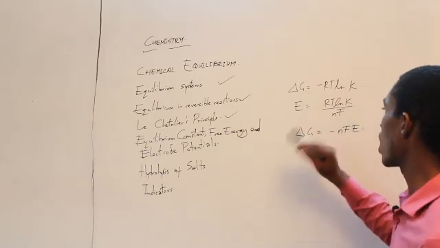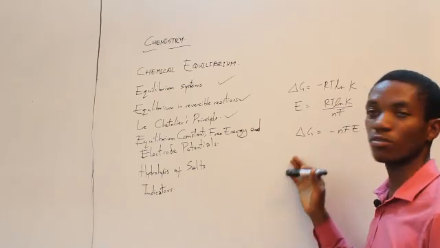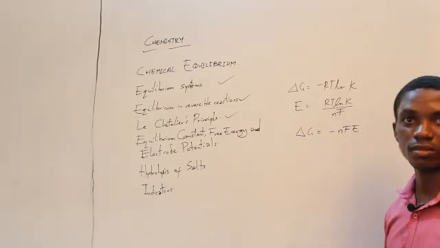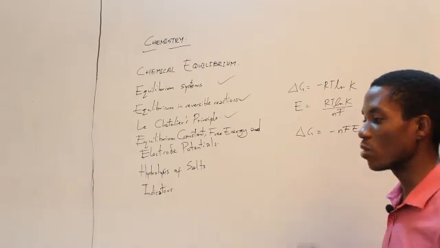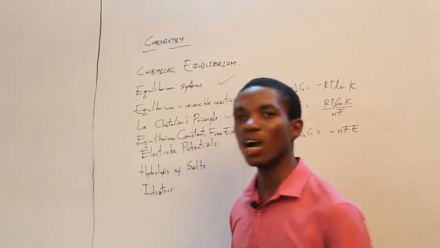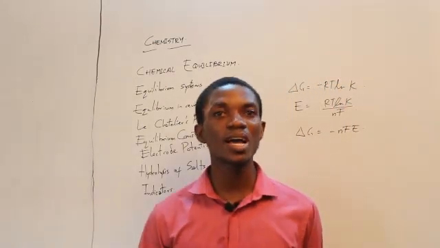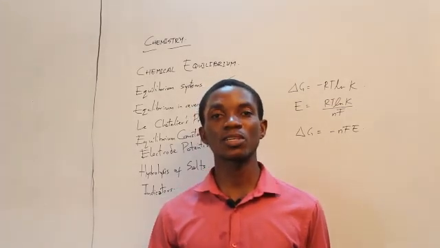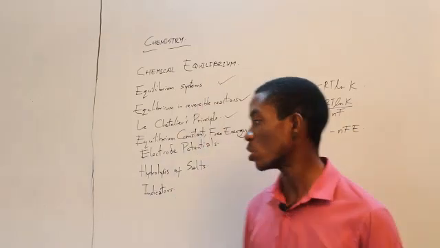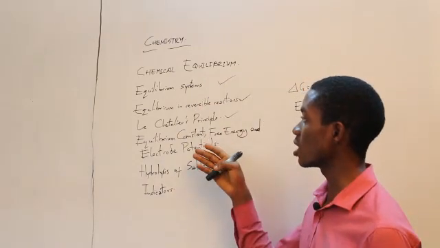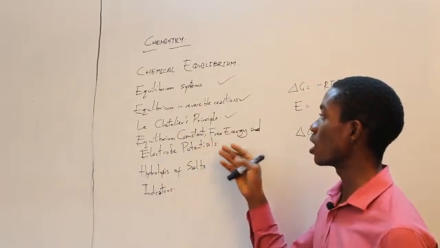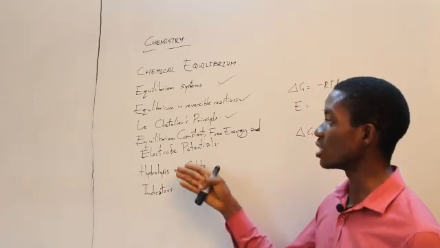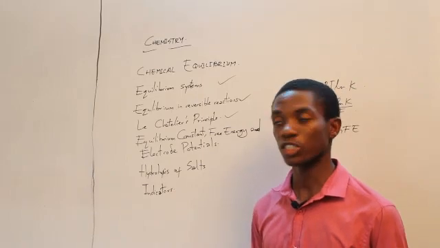So we can simply say our free energy equals minus nFE. With this, we can go ahead to calculate how much free energy is within the system available for use. Now, these energies have a lot of applications when you're looking into relating Le Chatelier's principle and trying to find the relationship between the equilibrium constant, the free energy, and the electrode potential.